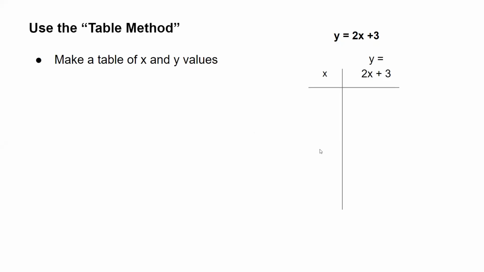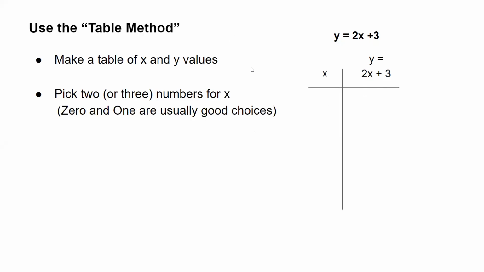That looks like this. We have a column for x values, and we have a column for y values. We are going to choose the x values, and then we are going to calculate the resulting y values based on this equation. We're going to pick 2 or 3 numbers for x. 0 and 1 are usually good choices. 2 are absolutely necessary in order to graph a line. Using 3 or generating 3 coordinates helps make sure that you don't make a mistake. So these are the 3 values of x that I chose: 0, 1, and 2.